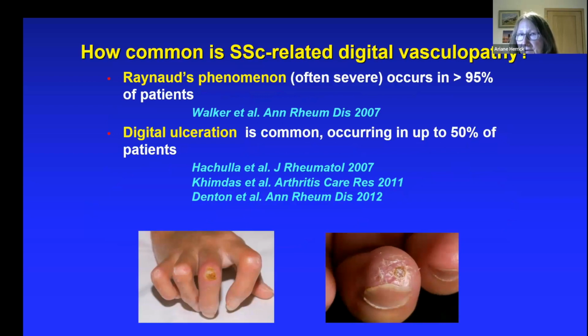And just how common is this? Well, Raynaud's phenomenon is very common. Virtually everyone with systemic sclerosis has Raynaud's phenomenon. It can be very severe. And about 50% of patients develop digital ulcers. So again, very common. And many studies have shown that.